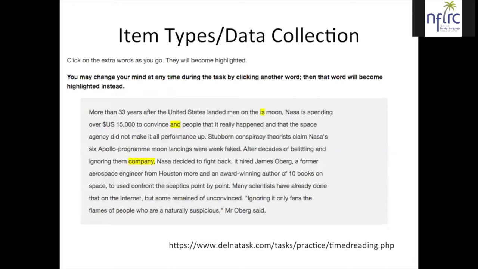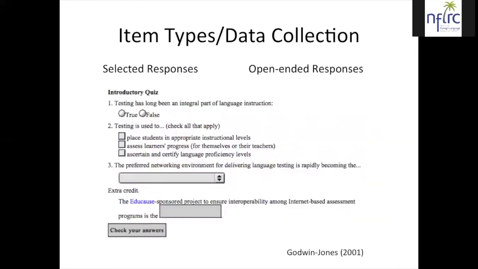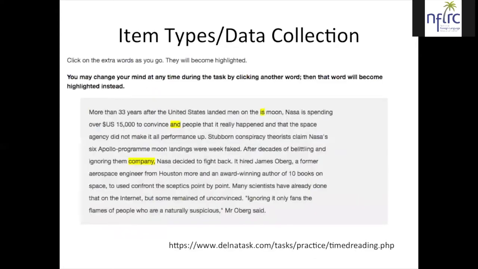And this seems more technologically advanced and more modern, but I want you to think to yourself for a moment, what else is this measuring that a selected response from this earlier page may or may not be doing? So if we take a look at number one, testing has long been an integral part of the language instruction. This has true or false. It could have different words, and the learner would need to select which word is not appropriate for that sentence. Of course, that's not the same type of item as here.